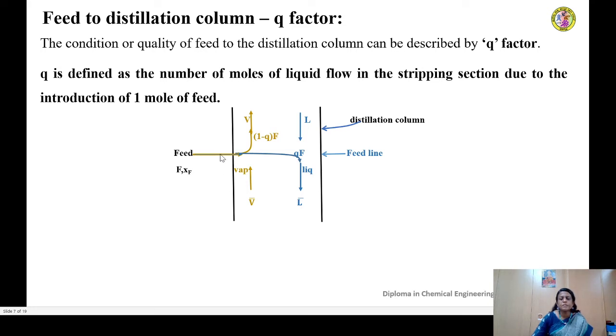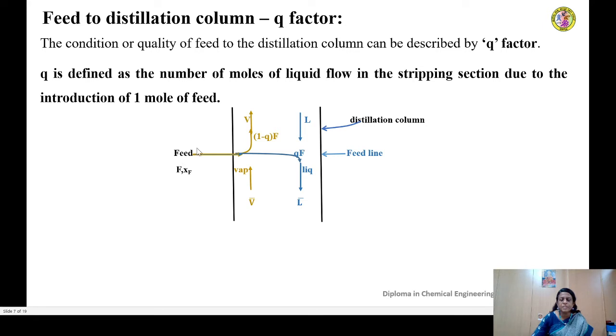Now if it enters in the form of a saturated liquid, it will be exactly at its bubble point. We have also assumed that the vapor will be at its dew point and the liquid that is flowing down will be at the bubble point. Here q moles of liquid gets added to the stripping section. There is no vapor since it is entirely liquid. So the vapor flow rate is not changed, whereas the liquid flow rate slightly increases because there is an additional amount of liquid getting added by the feed. That is what happens if the feed enters as a saturated liquid.